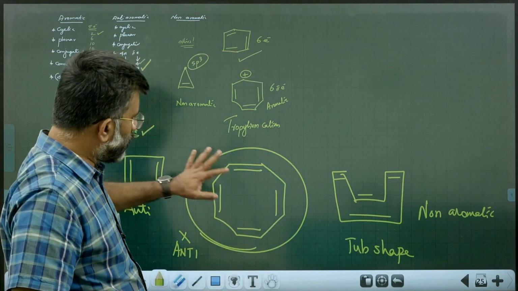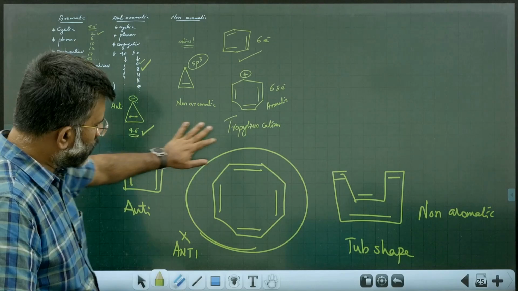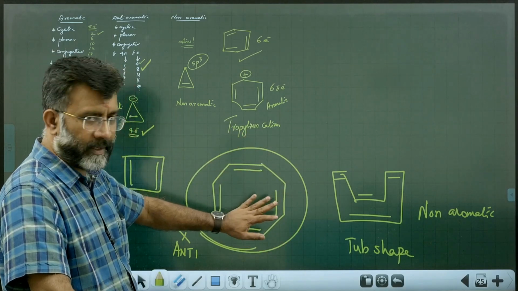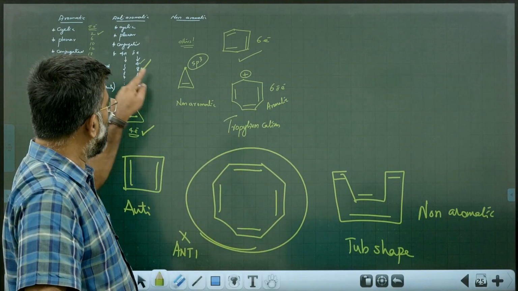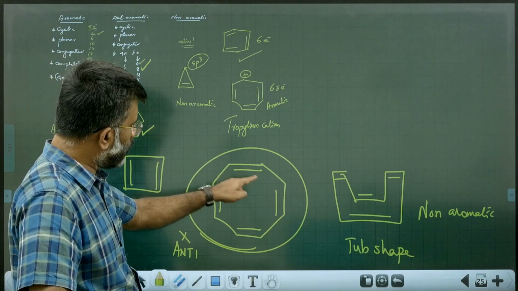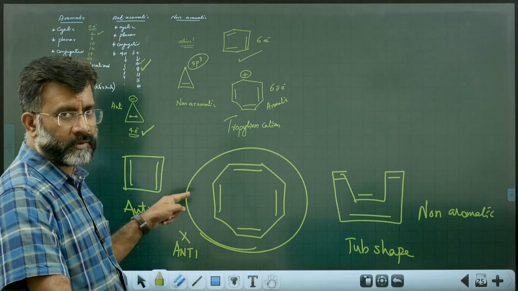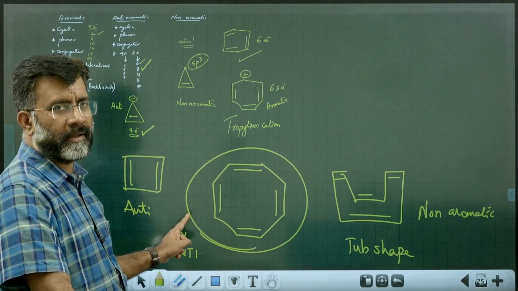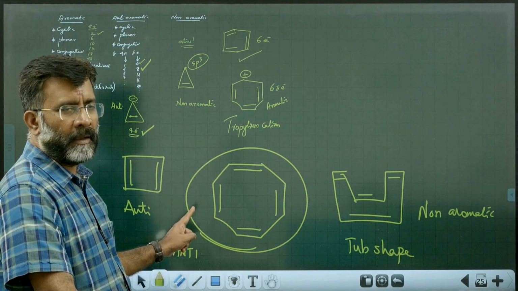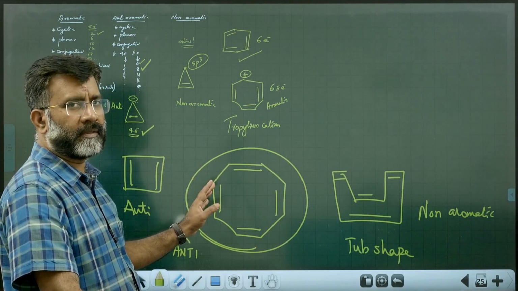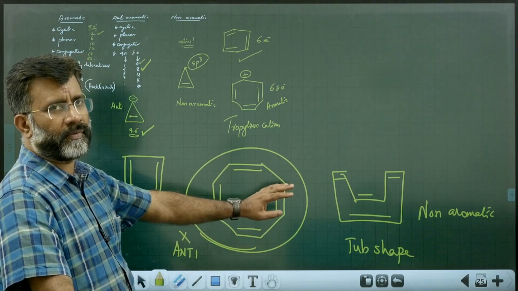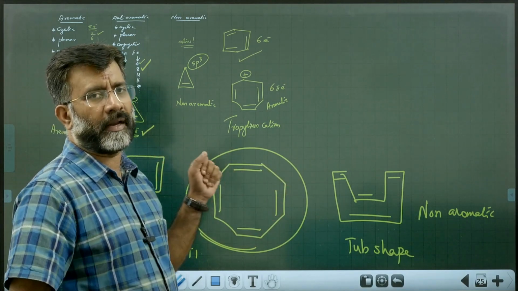You see, the molecule is cyclic. It seems to be drawn planar, conjugated. Everything is perfect, having an 8 pi electron system, 2, 2, 2, 2, and is expected to be anti-aromatic. But actually, when we examine its relative stability and heat of hydrogenation, it doesn't match with anti-aromatic.